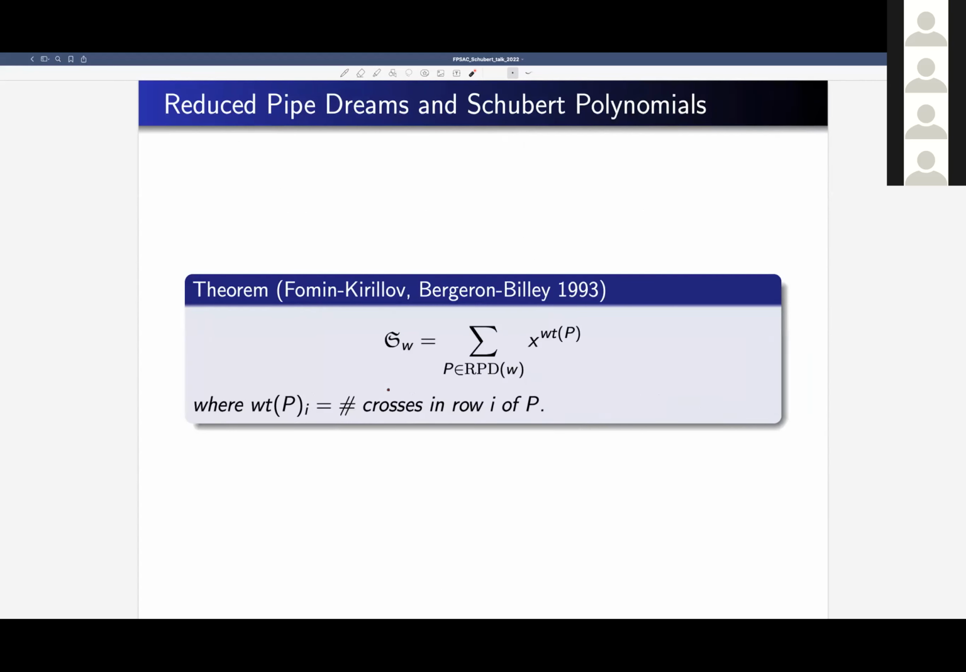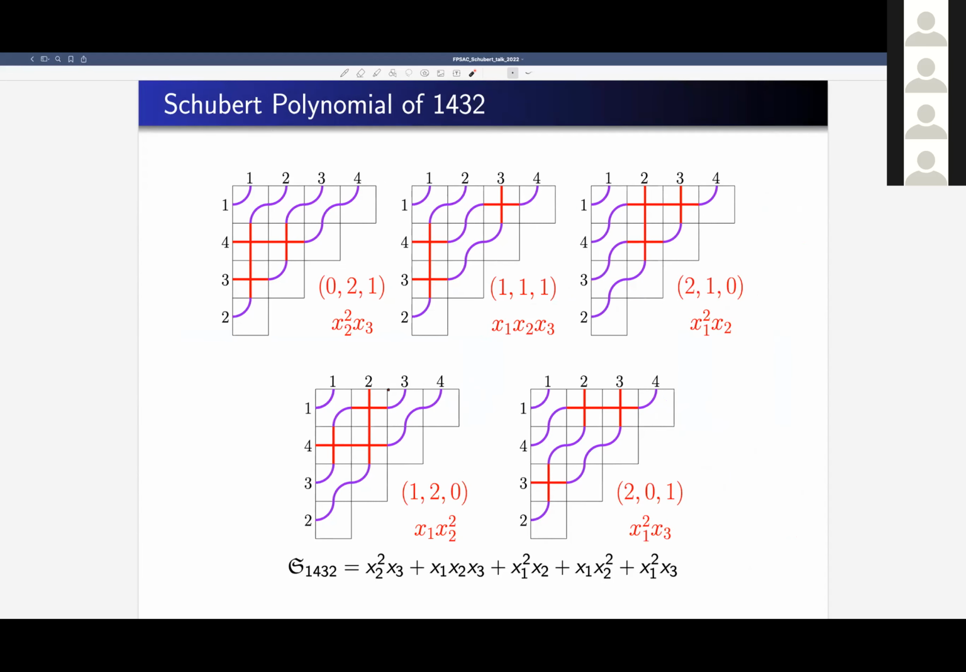And so a beautiful theorem of Fomin-Kirillov and Bergeron-Billey is that if we take the set of all reduced pipe dreams, because there's more than one for any permutation, and I'll give you an example in a second, and weight the crosses by row numbers, we get the Schubert polynomial. So in this case, we are looking at the Schubert polynomial of 1, 4, 3, 2. There's a total of 5 reduced pipe dreams for this one. It's a basic property of these pipe dreams that we'll always get length of this permutation many crosses. So in this case, 3 crosses in every pipe dream.